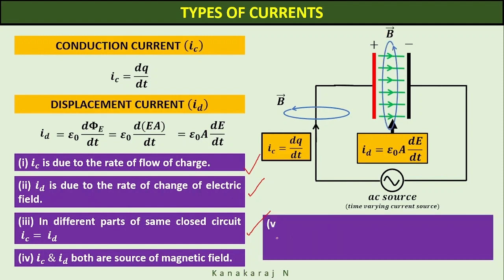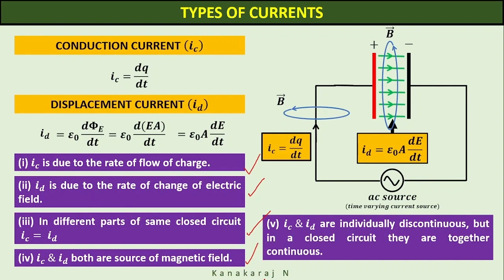Good. Then, conduction current and displacement current are individually discontinuous, but in a closed circuit, they are together continuous. IC and ID are individually discontinuous, but in a closed circuit, they are together continuous.